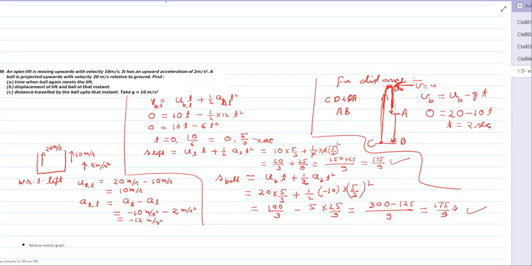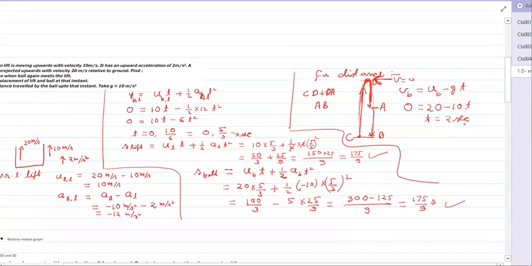So how should we solve it? Now, see, at t equal to 2 seconds the ball is changing its direction. But if you look at this one, 5 by 3, this is less than 2. Means the ball is not changing its direction till it meets the lift. We are getting 5 by 3 here, and here the initial velocity of ball is 20. So we are getting 2 seconds for the direction change.